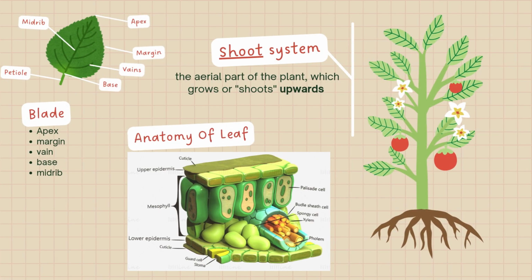Let's divide this slide into two parts, morphology and anatomy. On the left, we see the morphology, or external structure, of the shoot system and the leaf. The main parts of the leaf are the apex, margin, veins, base, midrib, and petiole. Next, we have the anatomy, or internal structure, of the leaf. This includes the upper and lower epidermis, the cuticle, the mesophyll for photosynthesis, vascular bundles for transport, and stomata for gas exchange. So, I will explain the first one, the morphology.